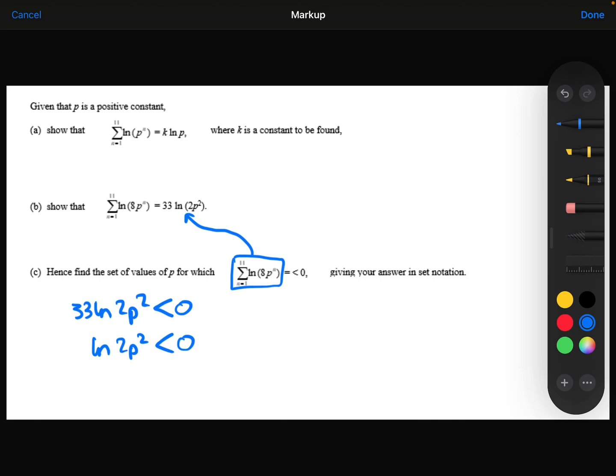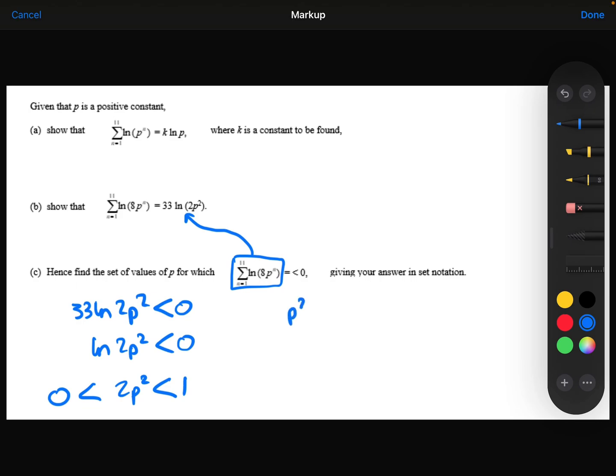Now, let's think, when do we get a negative with a logarithm? Well, it's when we do ln of a number. Think about the log graph. When we do logarithms of numbers that are less than 1, of numbers between 1 and 0. So if this 2p squared is less than 1 but bigger than 0, that is where ln 2p squared will be negative.